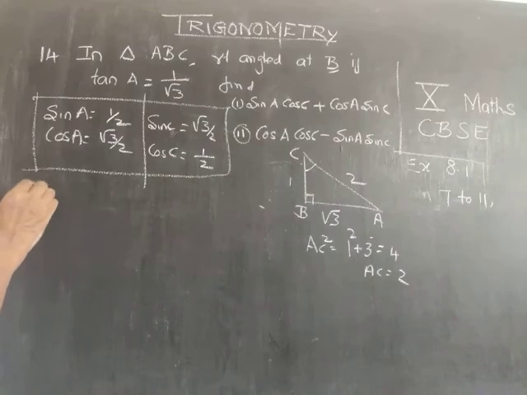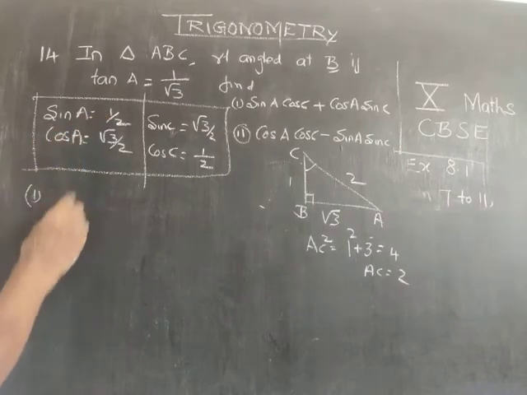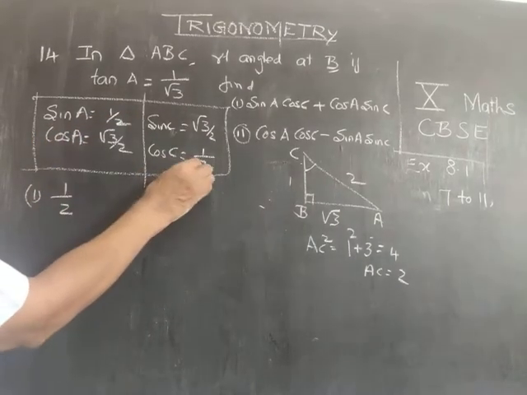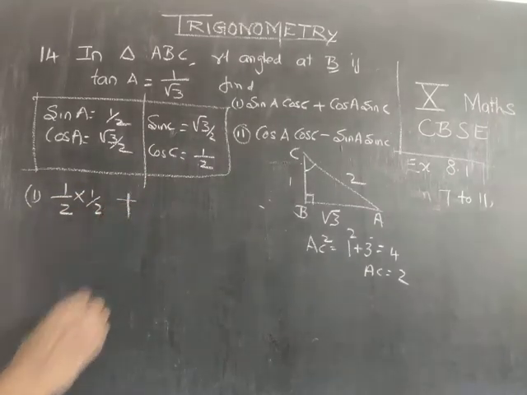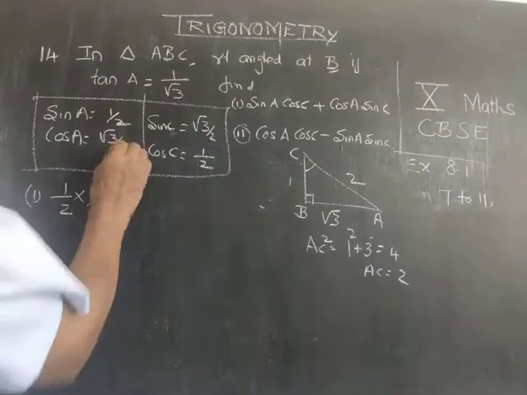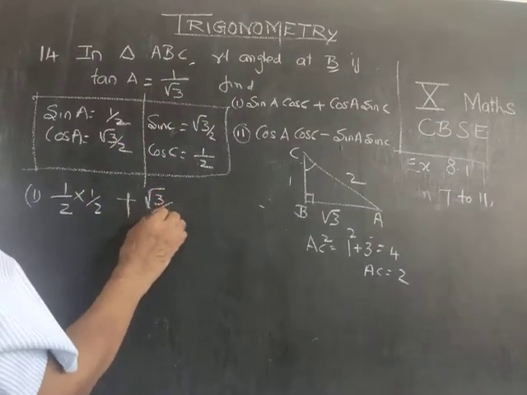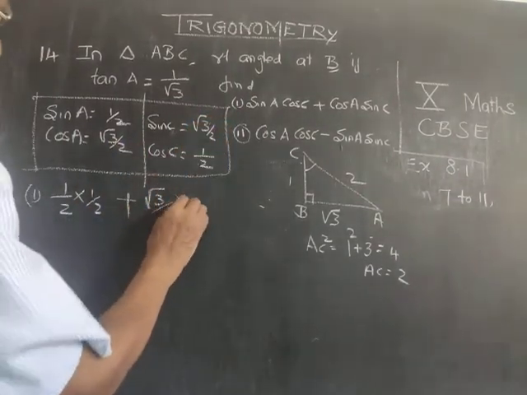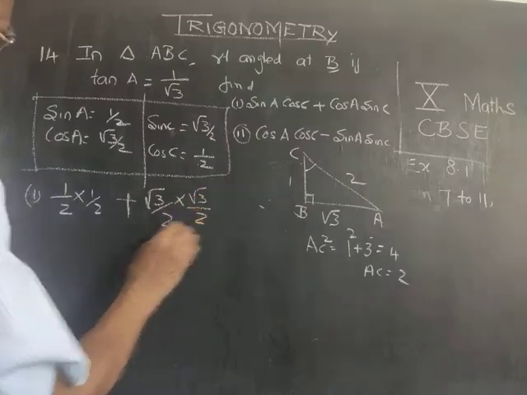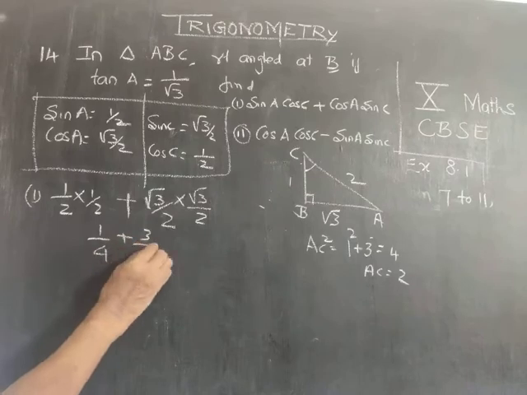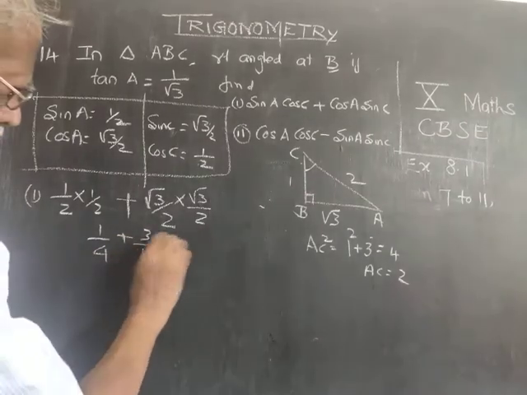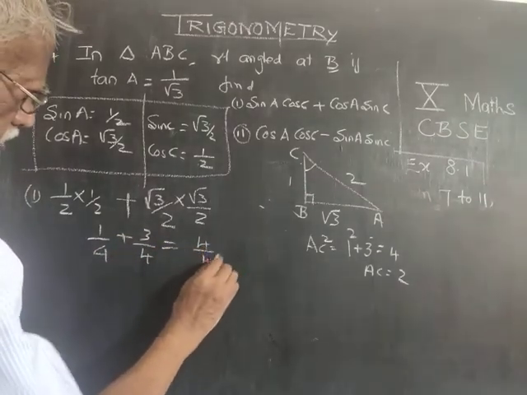Now let us go for the first subdivision, sin A cos C. What is sin A? 1 by 2. What is cos C? 1 by 2. And then put plus. What is cos A? Cos A is root 3 by 2. And sin C is again root 3 by 2. So this is 1 by 4. Root 3 into root 3, 3. That is 3 by 4. So 3 plus 1, 4. 4 by 4, which is equal to 1.